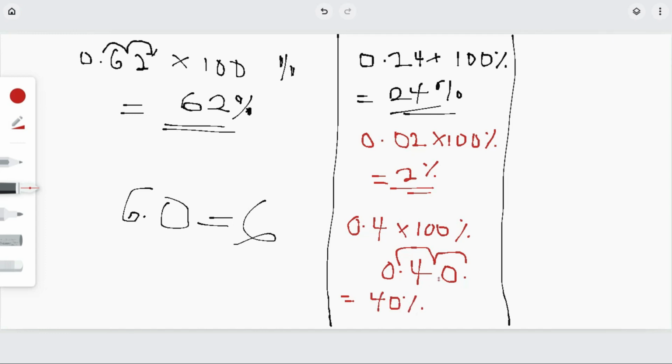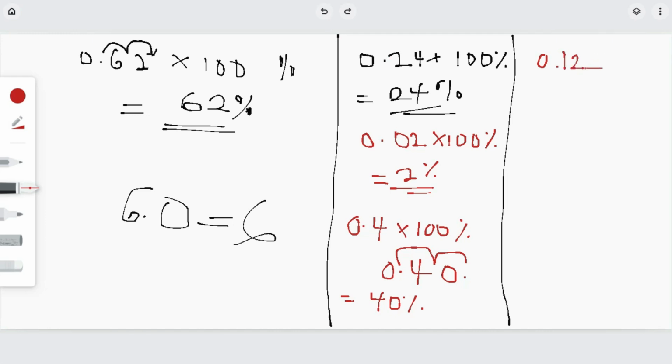So the answer will be 40%, because we shift the decimal point 2 times. And the next question I give to you, if I remember quite well, is 0.125.